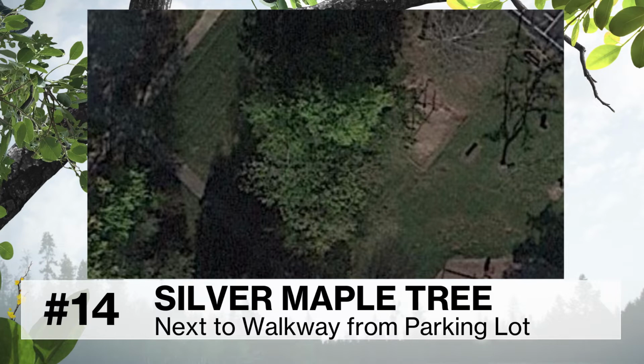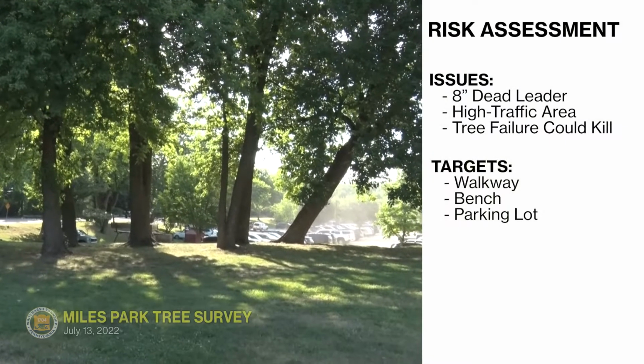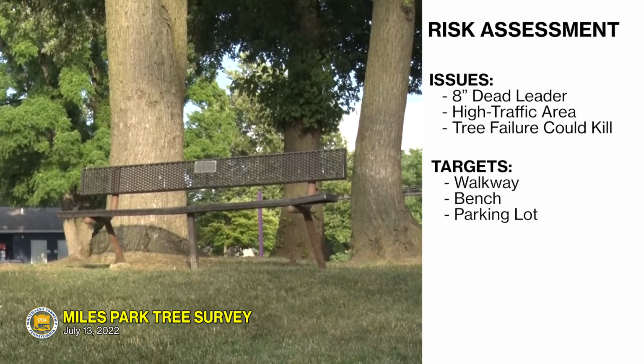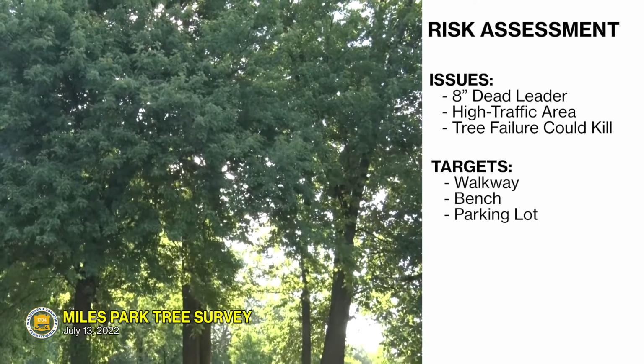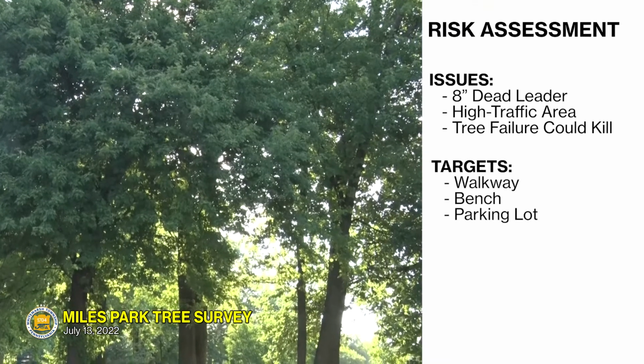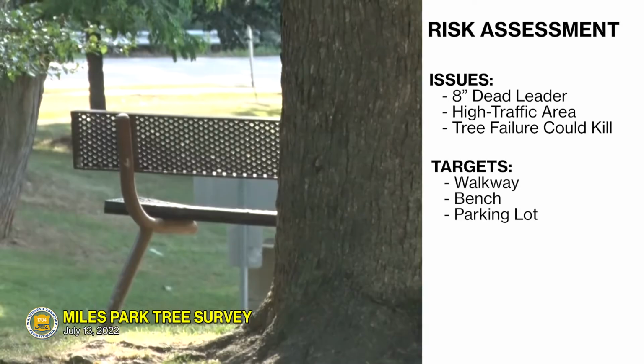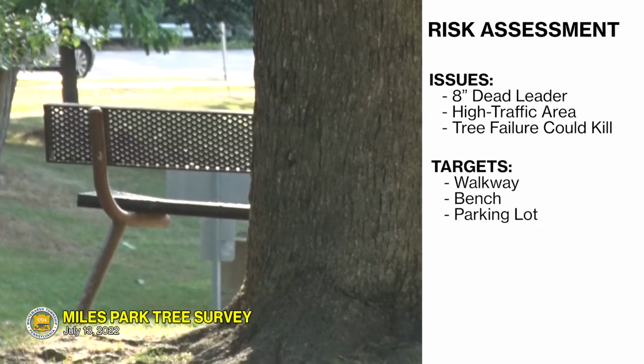What do we see as a target right here, everybody? Path? Absolutely. What else do you see? We see a bench in shade, and then look above. We have an 8-inch diameter dead leader coming off that one tree that most certainly, if it were to fail, is going to strike that bench area and kill somebody.